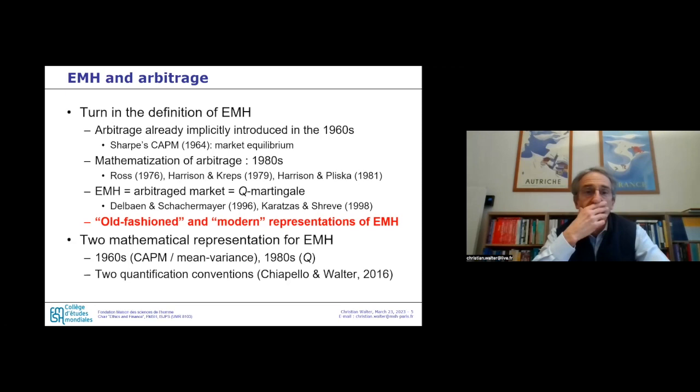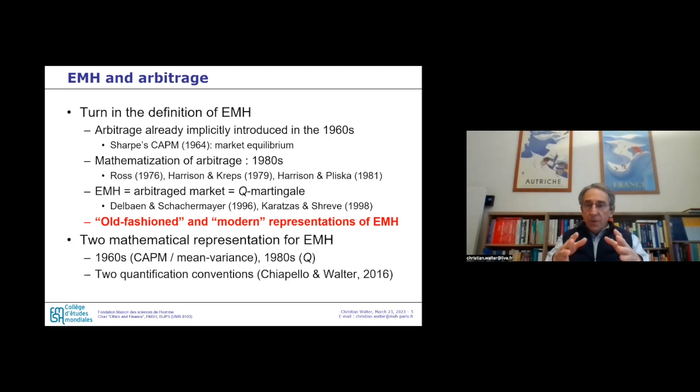So what is important to understand is that the efficient market hypothesis, EMH, means arbitrage and complete markets, means Q martingale. A martingale, we will see after, is a stochastic process with characteristic properties about the best estimation of a future value. And this equivalence between EMH in the old form and Q martingale was made by the two very important papers of Delbaen and Schachermayer in 1996 and Karatzas and Shreve in 1998.